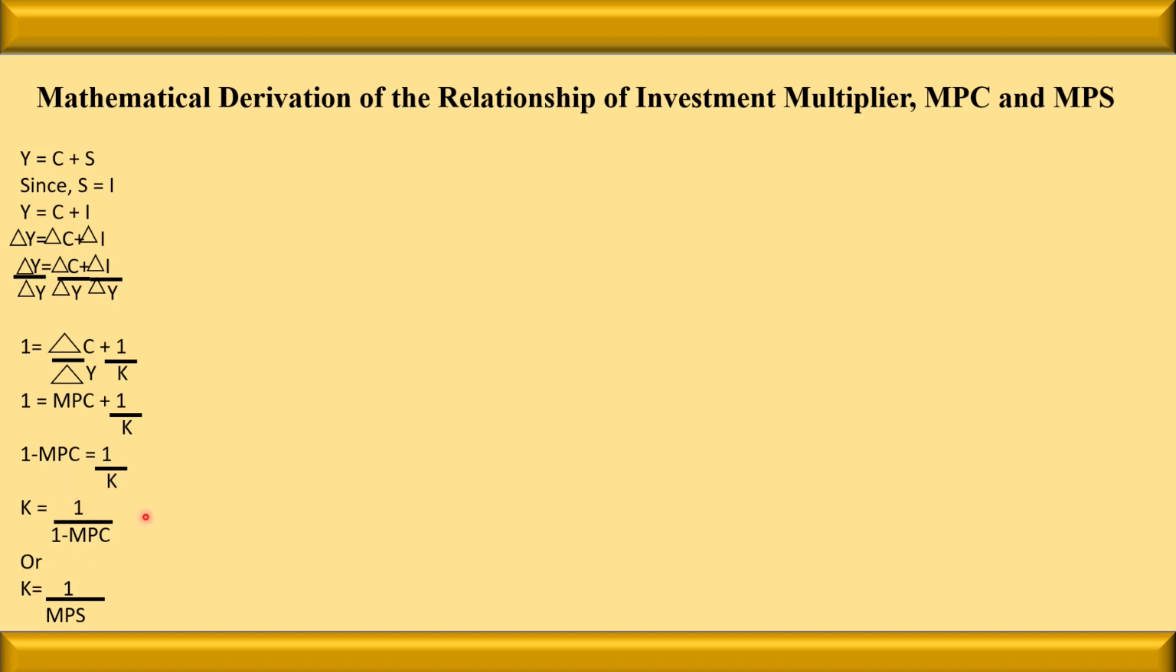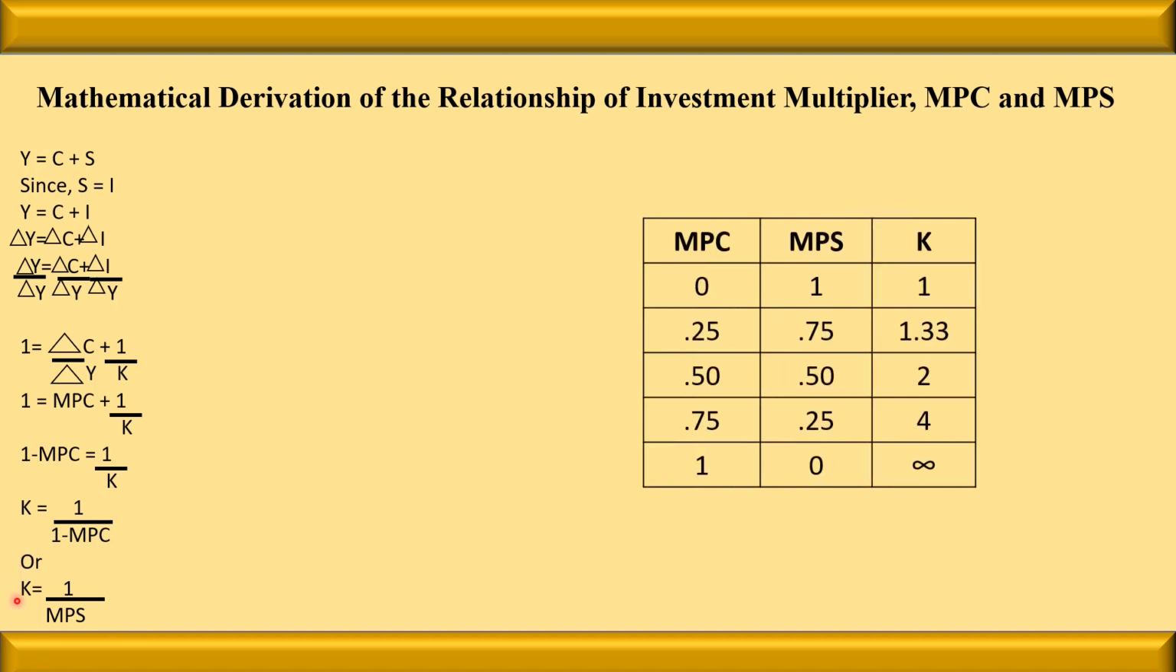Take the cross multiplication. It will become K equal to 1 upon 1 minus MPC, or we can write down K is equal to 1 upon MPS. Why? Because 1 minus MPC is equal to MPS. In the previous slide we have seen it. I hope the point is clear. So in this way we can say that the investment multiplier is equal to 1 upon 1 minus MPC, and also the investment multiplier is equal to 1 upon MPS.